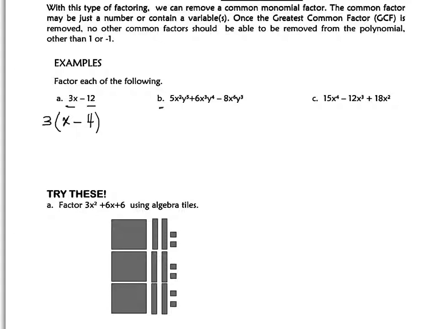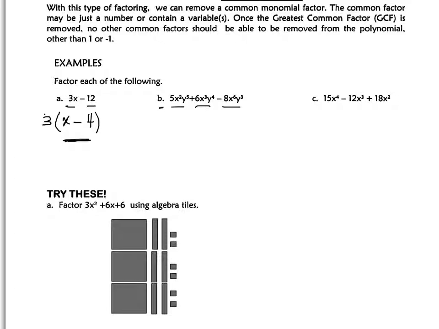And you can double check: if I remultiply the 3 times the first term, I get 3x. If I remultiply the 3 times the negative 4, I get negative 12. So I will get what I started with back if I multiply. And if you look inside, there are no other common factors to the x and the negative 4, so that's done.